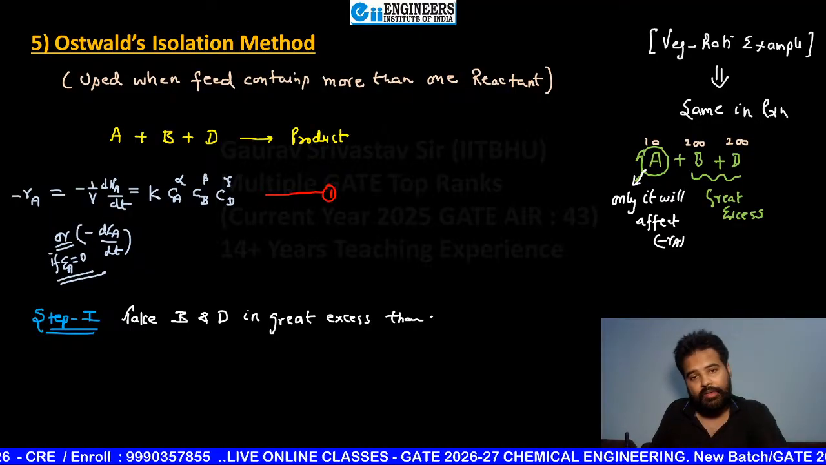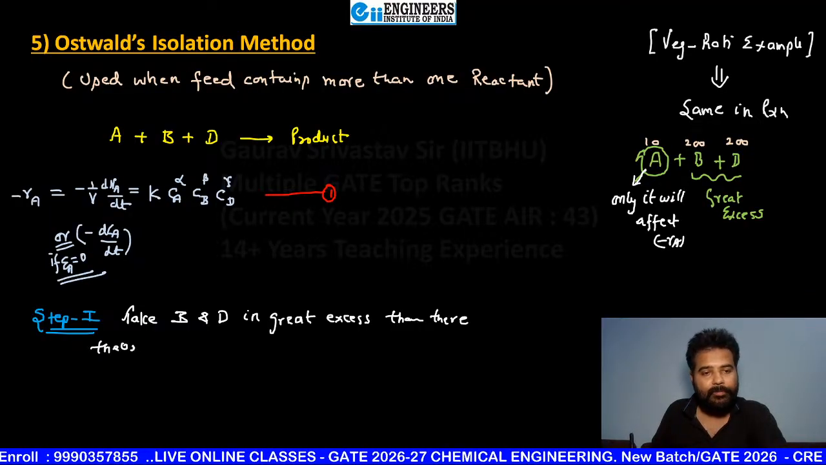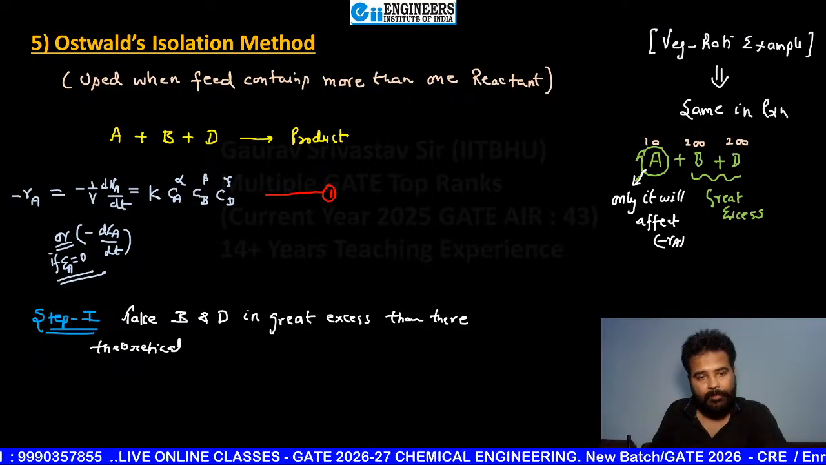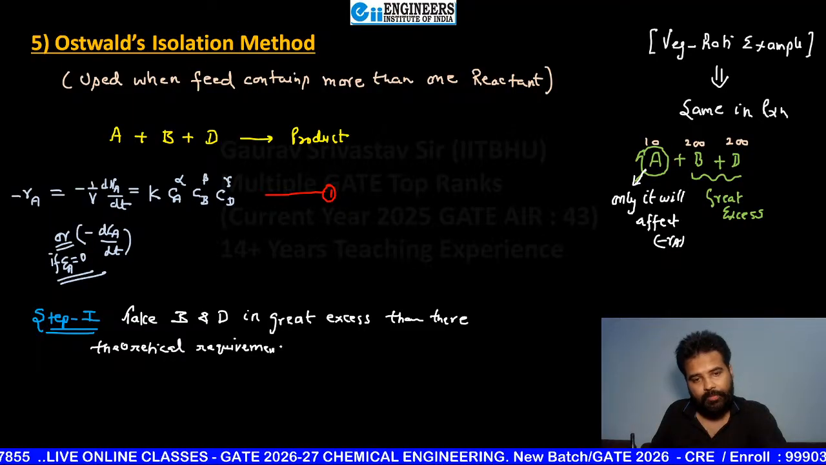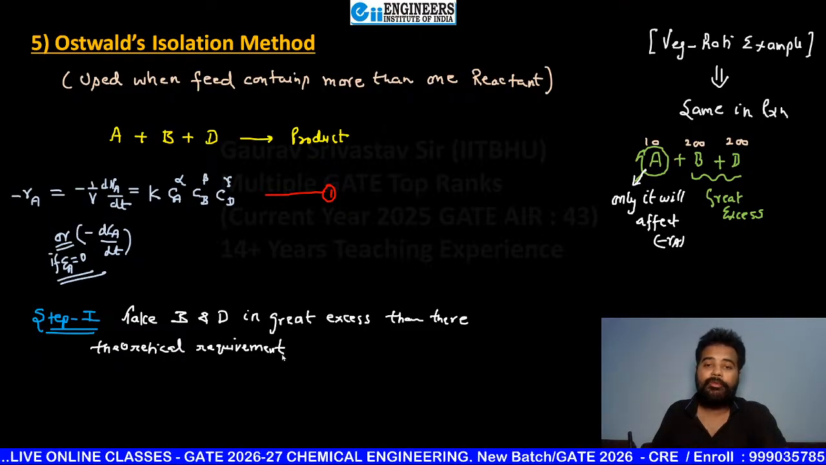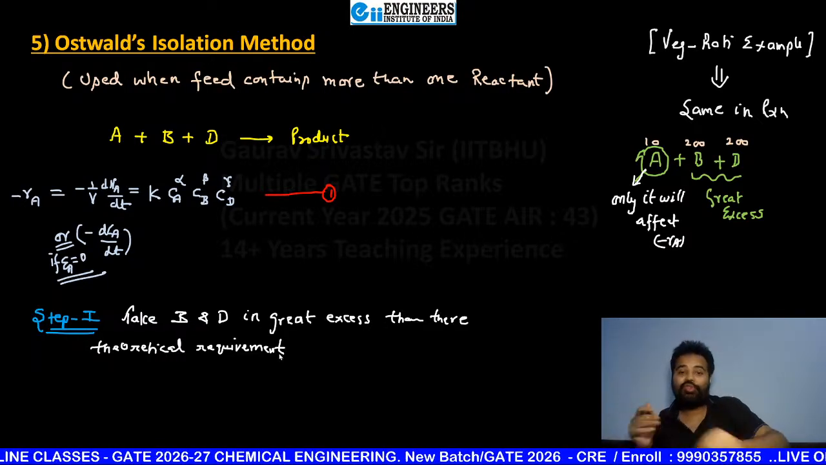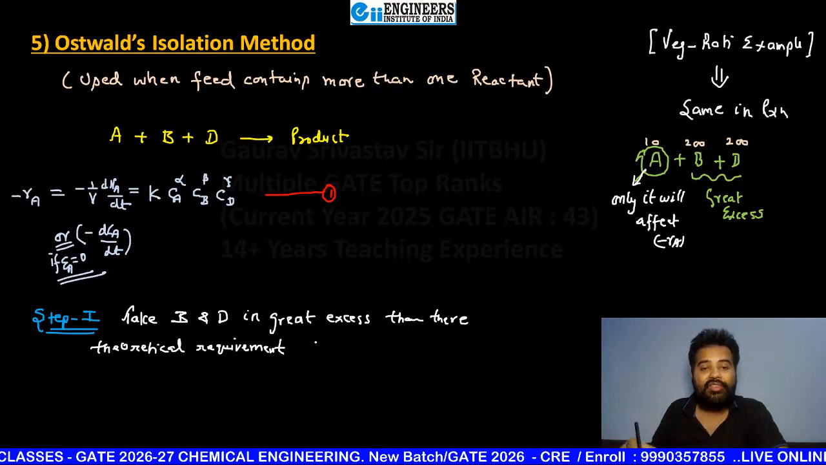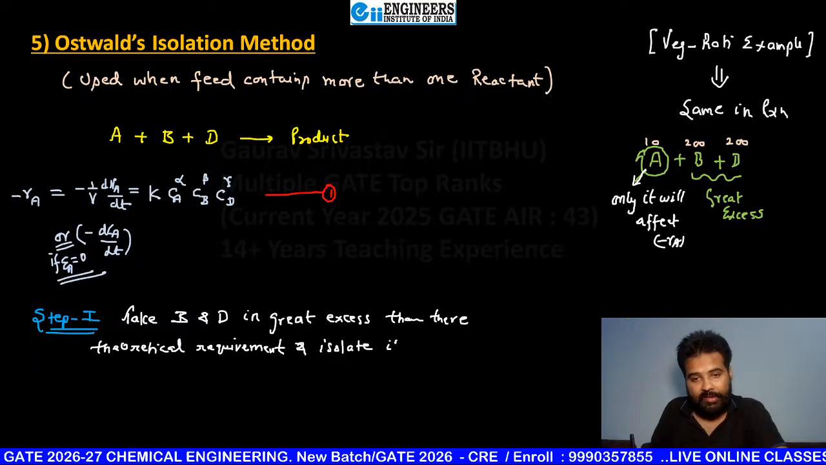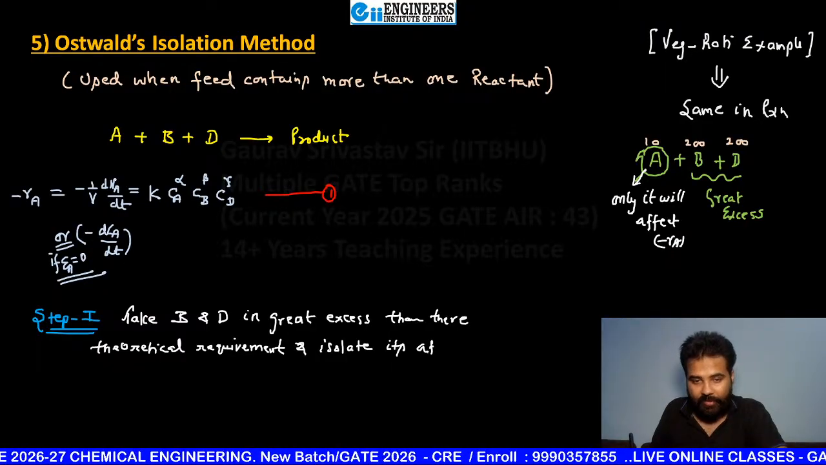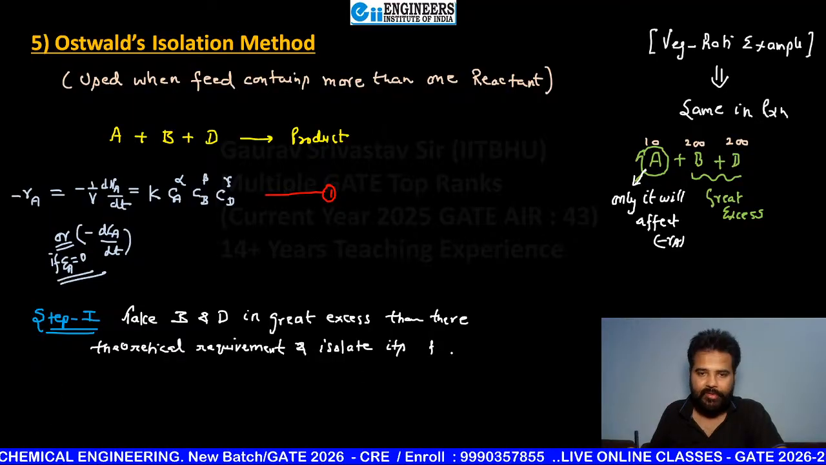then their theoretical requirement. You used above the theoretical requirement so that you are isolating, see, isolation method. So you are going to isolate its effect on reaction rate.